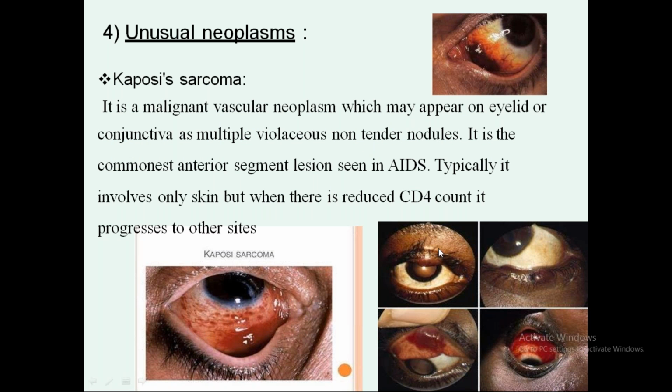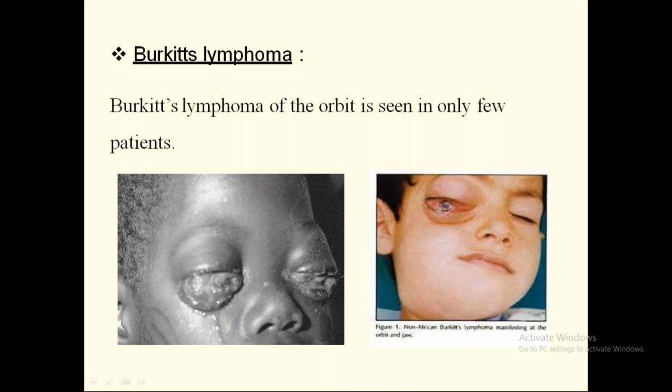This is another picture of Kaposi sarcoma. You can see here this reddish lesion, right? Next one is Burkitt's lymphoma of the orbit, seen very rarely.